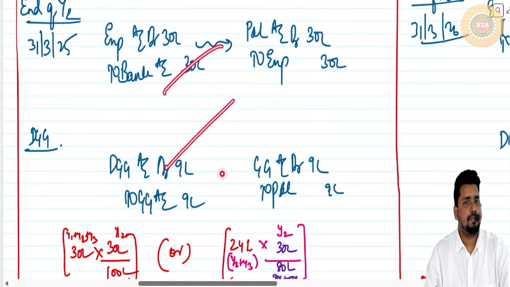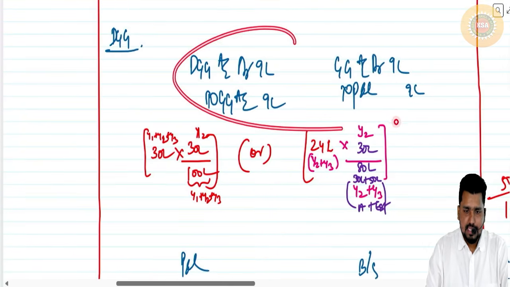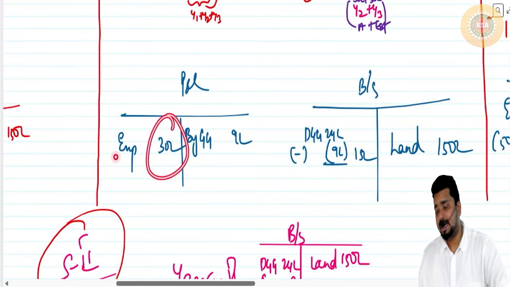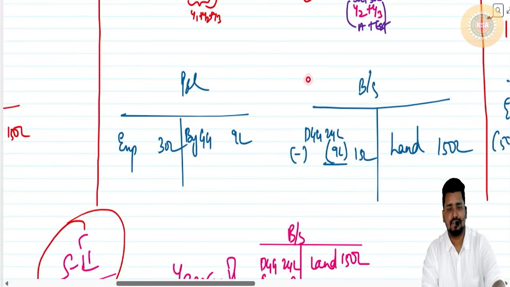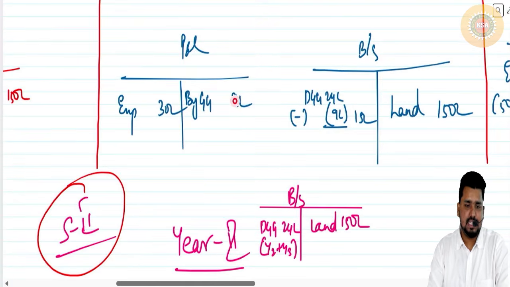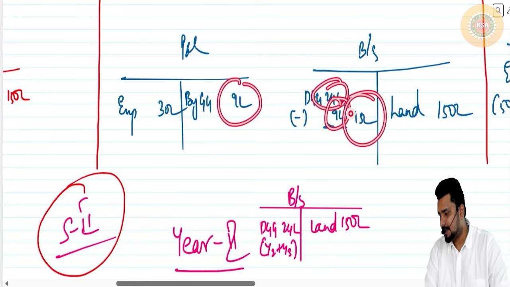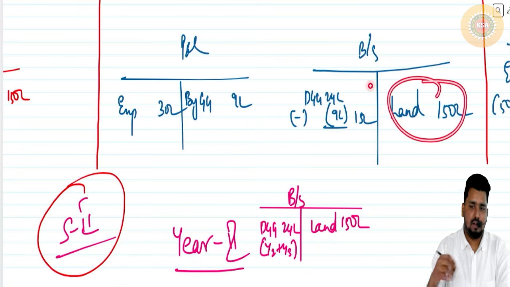Clear or not clear, Amma? Everyone? Third year. So listen. After passing these entries, in P&L, how much are we spending in year number 2? 30 lakhs. How much are we transferring to P&L from DGG? 9 lakhs. So 24, 9 went to P&L, what is the balance? Correct. Land always remains the same.